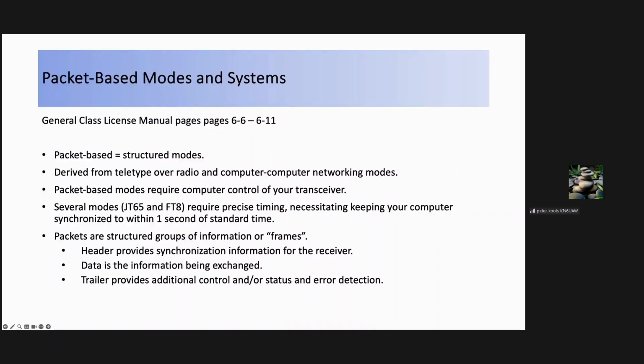Packets are just structured groups of information. They typically have a header, they have a chunk of data, and they have a trailer. The header provides synchronization between the transmitter and the receiver. Usually it has a sequence number in it. It may have other information in it. It could have who the sender is, who the desired receiver is, etc. Lots of stuff could get shoved in the header. Primary purpose is synchronization. The trailer provides additional control information, status information. It may also provide error detection or error correction information.